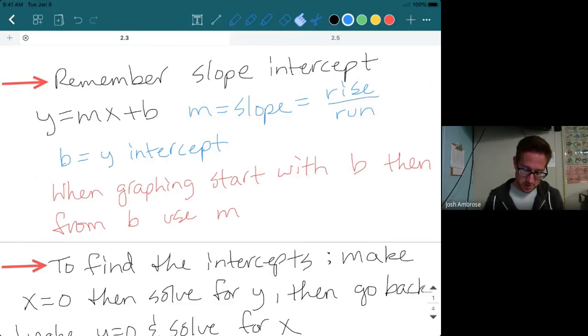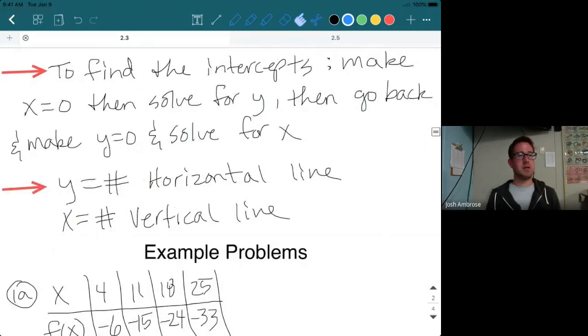Okay, all right. A couple last notes here. When you're finding intercepts, you would start by making one of the values 0. So let's say you make x 0, then that means you're going to solve for y, and whatever y is, that's your y-intercept. Then go back to the original equation, make y 0, solve for x, that's going to be your x-intercept. Again, you're going to see an example of this. And the last little note there, anytime you have something that says y equals a number, that's going to make a horizontal line. And anytime you see something that says x equals a number, that is a vertical line.